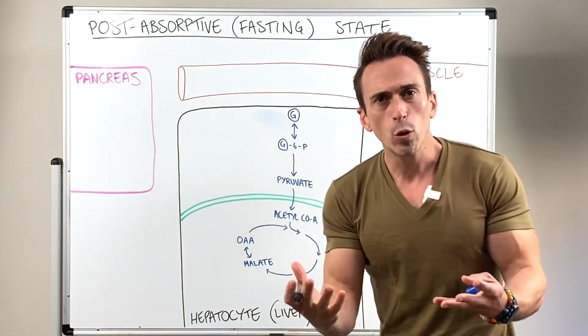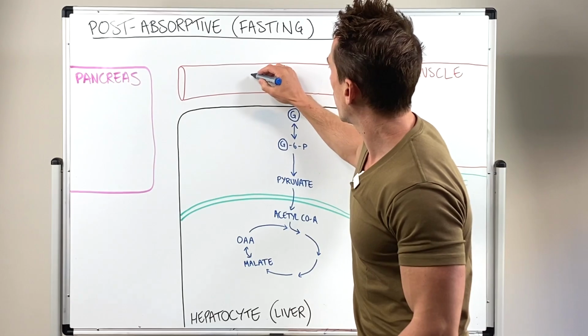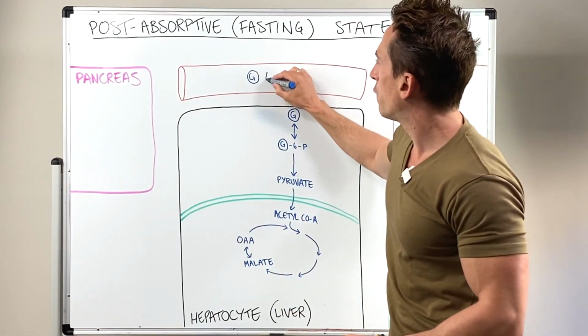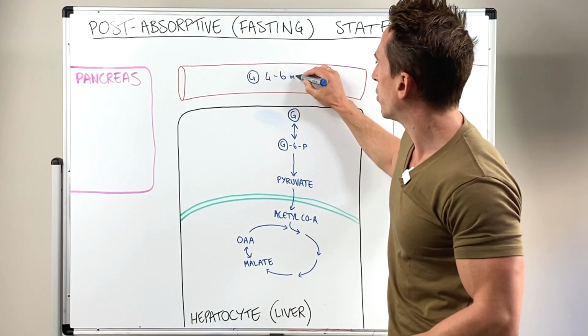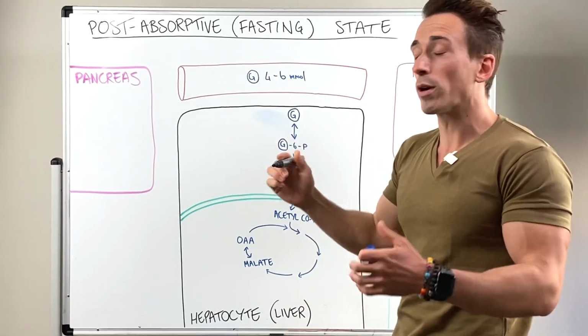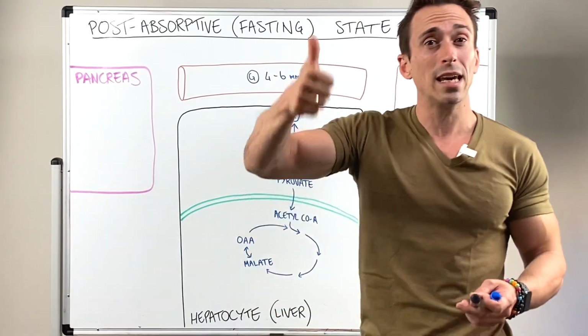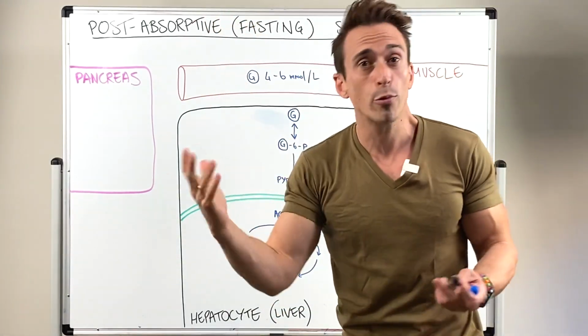Firstly, normal glucose levels, so I'm going to write glucose like this. Normal glucose levels sit between 4 to 6 millimoles per litre. This is where we want it to sit. If it goes too low, blood glucose levels dropping too low, we need to increase it. If it goes too high, we need to bring it back down.